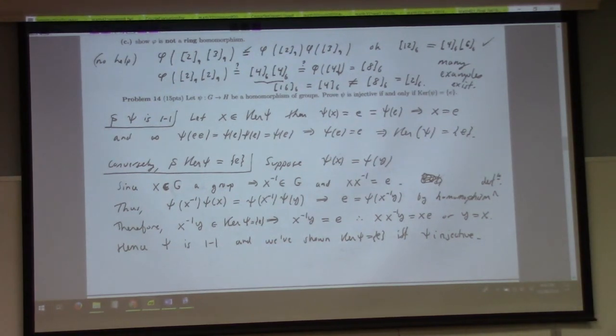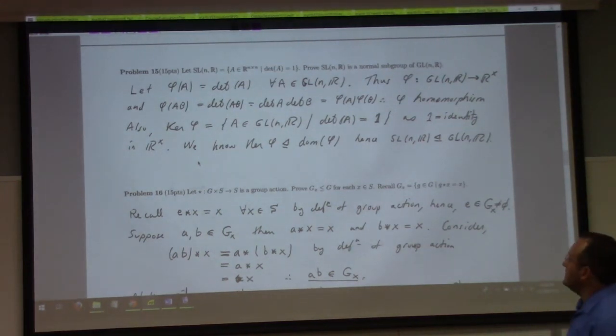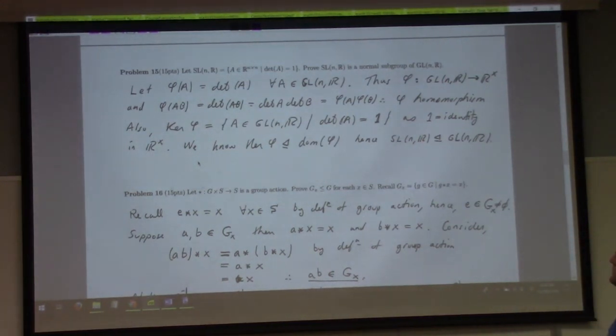I am tired. Ooh, hey, this one's fun. So there are various ways to prove this. I chose the lazy way, which is to use the determinant homomorphism. So determinant is a mapping from GLn to the multiplicative group of non-zero real numbers.